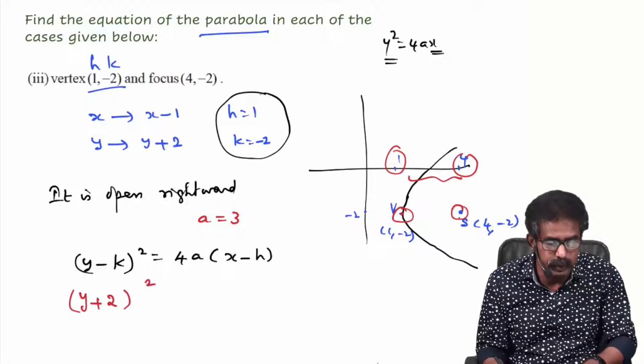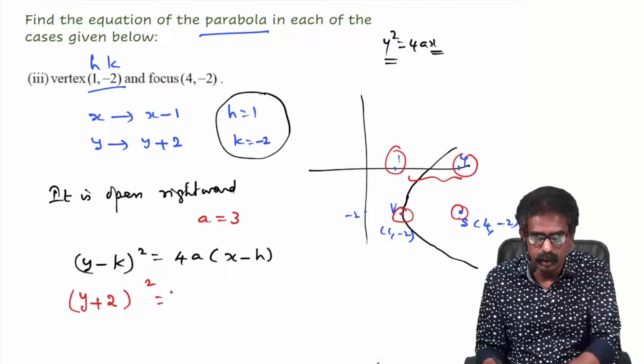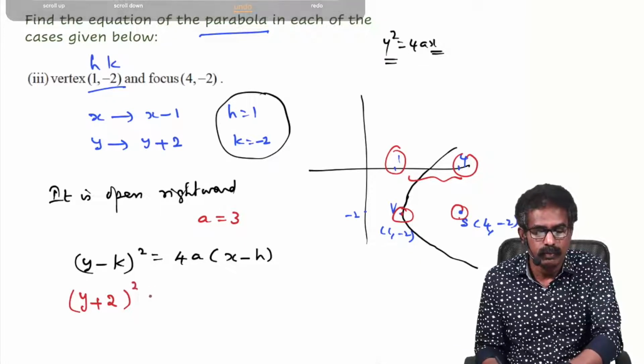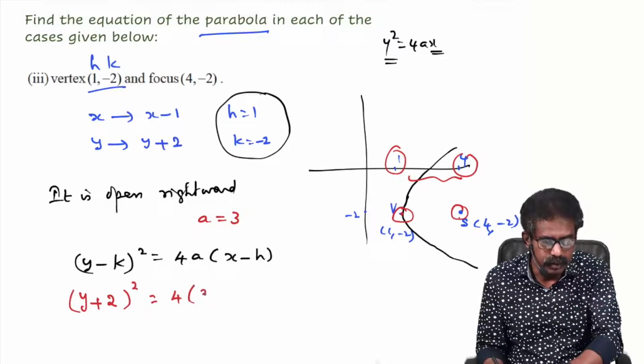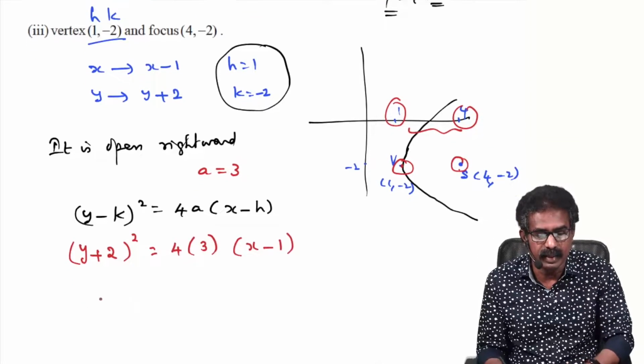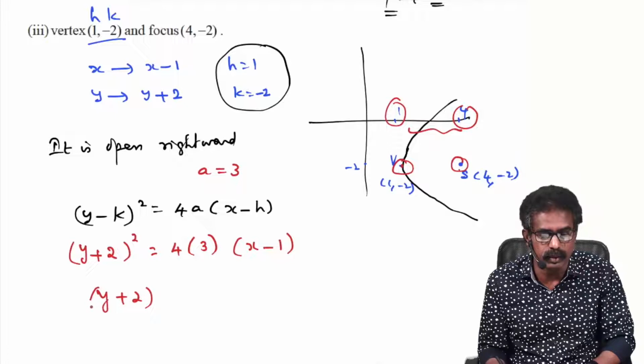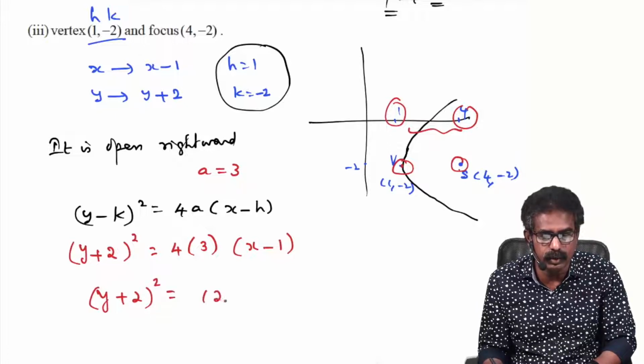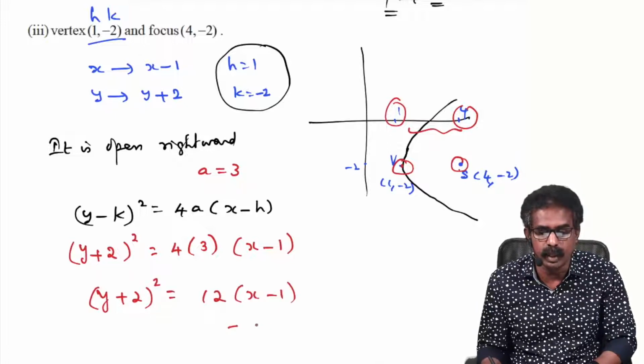The whole square, (y plus 2) the whole square equal to 4 into the a value 3 into (x minus h value 1). So the final answer, (y plus 2) the whole square equal to 4 3s are 12 into (x minus 1).